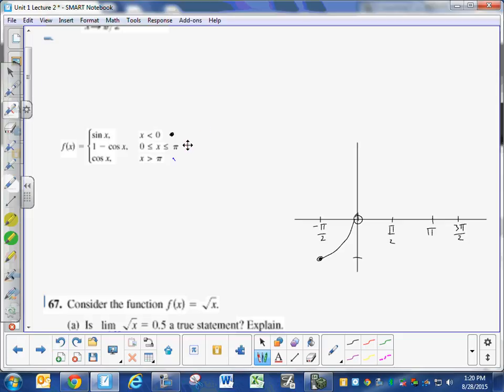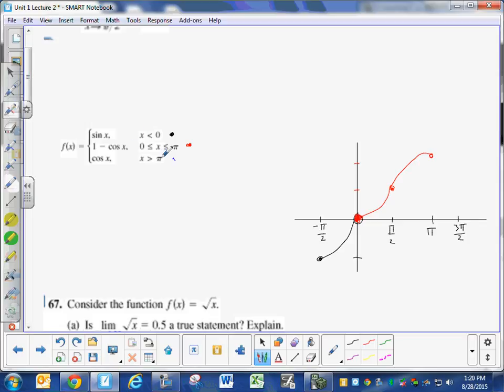Second piece in red, 1 minus cosine of x between 0 and pi, including 0 and pi. If I plug in 0, the cosine of 0 is 1, 1 minus 1 is 0. So the black piece will meet up with this middle red piece. Pi over 2, the cosine of pi over 2 is 0, so I'd have the point pi over 2, 1. Then pi, cosine of pi is negative 1, 1 minus negative 1 is 2, so I have the point pi, 2. I'll connect these like a cosine or sine graph. You just know that it goes up and down; that's the one thing I would expect you to know, that it curves up and down.